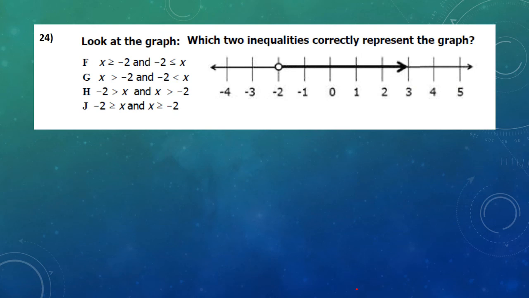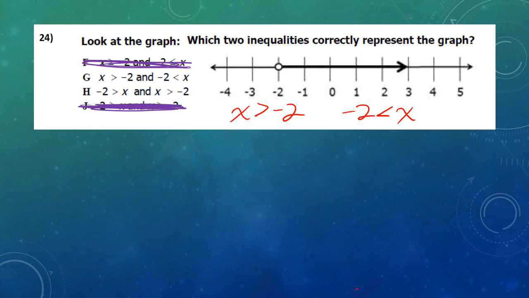So here we're given this graph. This graph tells us x is greater than negative 2 or negative 2 is less than x. So let's go and figure out which two inequalities match this graph. So let's go ahead and cross out the ones that have greater than or equal to, because that doesn't match. And so let's take a look at G. X is greater than negative 2, so that one works. And then negative 2 is less than x. That's exactly what I wrote. And it's what you should have written also because G is the correct answer.